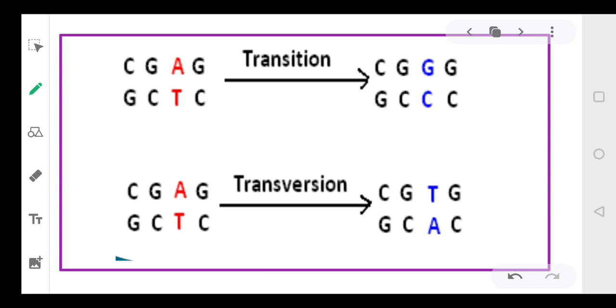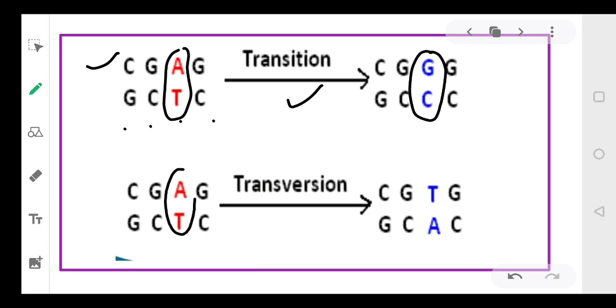Let's see this one again. Transition and transversion. Suppose you have the sequence CGAG and GCTC, okay? So we have a pairing between A and T. This gets replaced with GC. This is called a transition. Again we have the pairing AT, but AT gets reversed. T comes here and A comes here. So this is called a transversion, right? This is called a transversion.